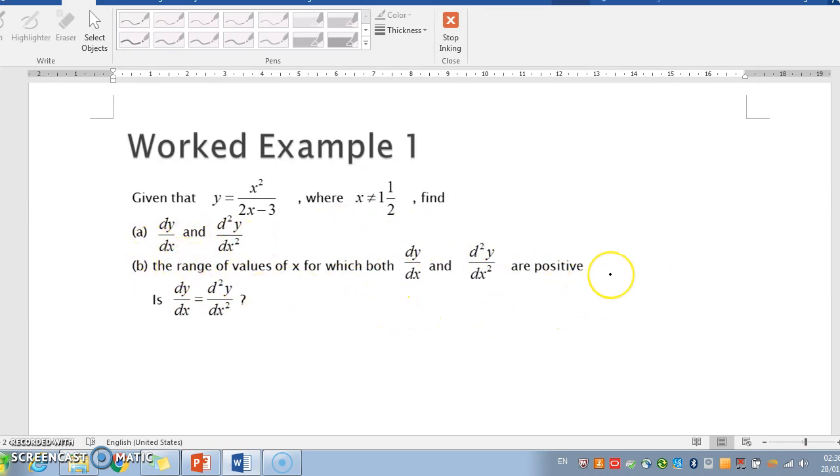All right, it involves inequality. You will have to solve the inequality for the first expression, and then another inequality that involves d squared y over dx squared, and then you will have to draw a number line to combine the two ranges and then give your final answer. So let's see how the solution will look like.